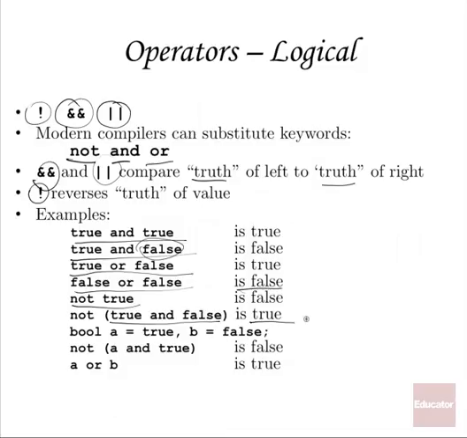Here's a quick expression, true and false will evaluate to false, not false will evaluate to true. We have some Boolean variables here. Bool A is set to true, bool B is equal to false. So A and true. A is true, and true is true, not true is false. A or B, either one of them is true, it evaluates to true.